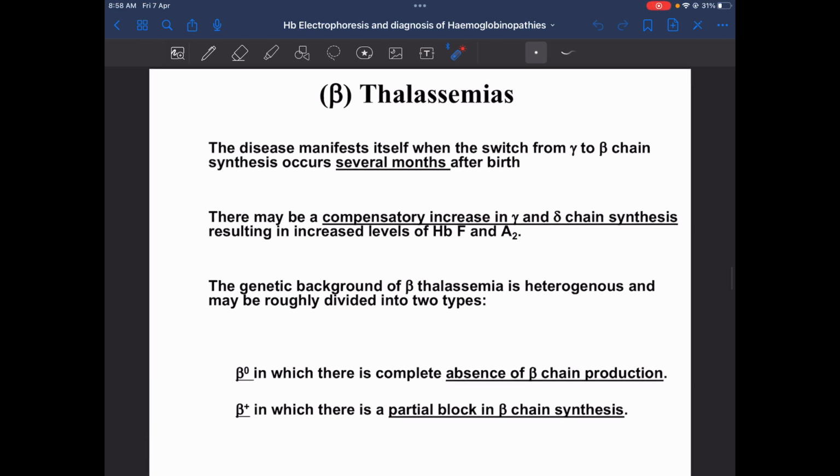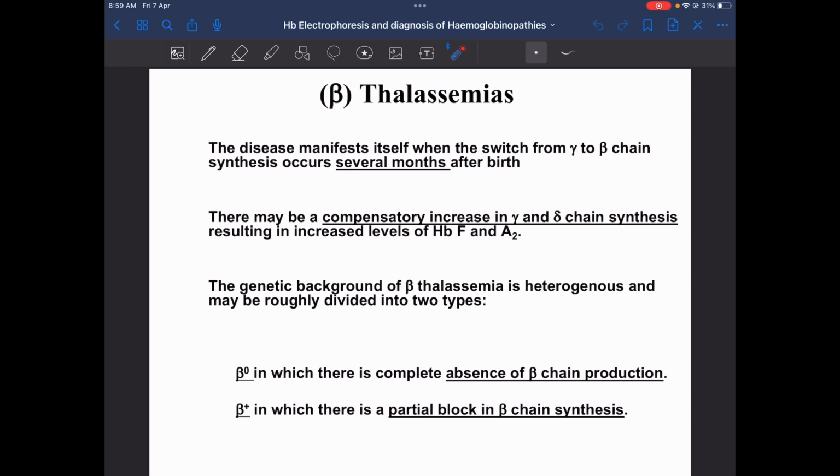So moving on to beta thalassemia. Remember how we talked about earlier that you have hemoglobin F, the predominant hemoglobin during fetal life, and then this hemoglobin F has to convert to hemoglobin A, the adult form. For this switch to occur, the 2 gamma chains in hemoglobin F need to convert to beta chains in hemoglobin A. This switch doesn't happen until several months after birth, so you're not going to notice any symptoms at birth. You will notice the symptoms once the switch begins to occur.